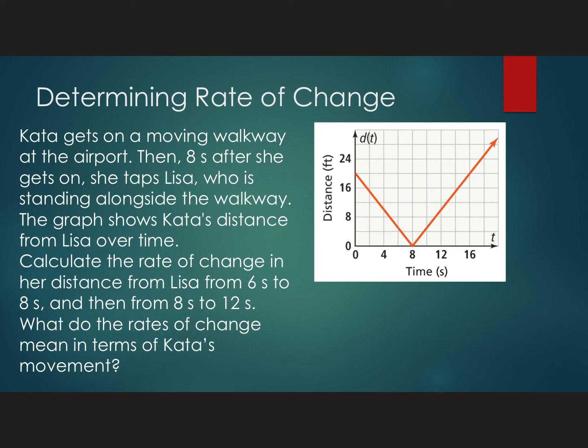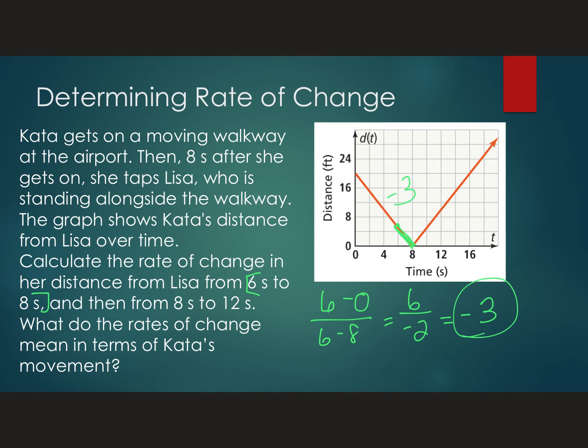So this is an interesting one. We're looking at two different sections. First we're looking at 6 seconds to 8 seconds, which is here to here. So we're looking at this section here. To find the rate of change there, we're going to do change in y. My y values go from, let's say, about 6 feet away to 0 feet away. And then from 6 seconds to 8 seconds. So I have 6 over negative 2, which is negative 3. So that section is going to be negative 3.